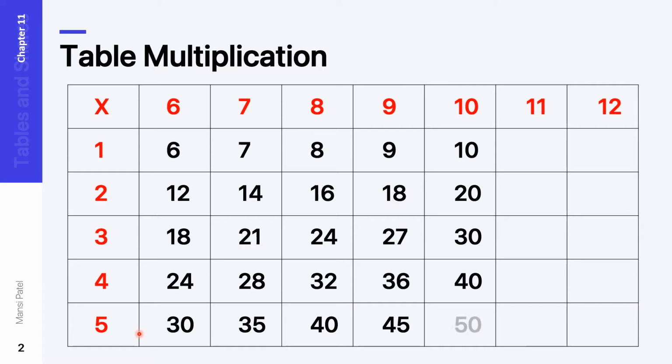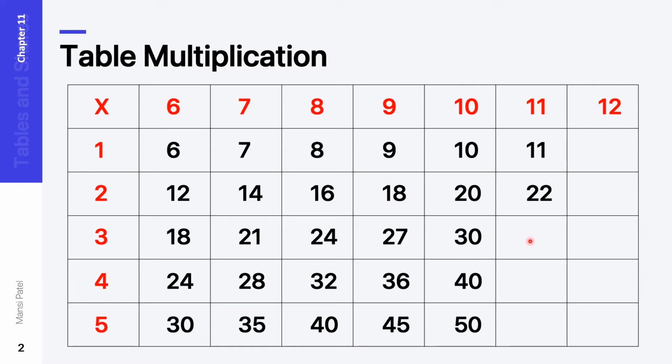Then after 10 and 5 is there. 10 fives are 50. So this is the table multiplication. Now here which number do you have to multiply? We have to do the multiplication of 11 and 1. 11 ones are 11. Then in this box we have to do the multiplication of 11 and 2. So 11 twos are 22.